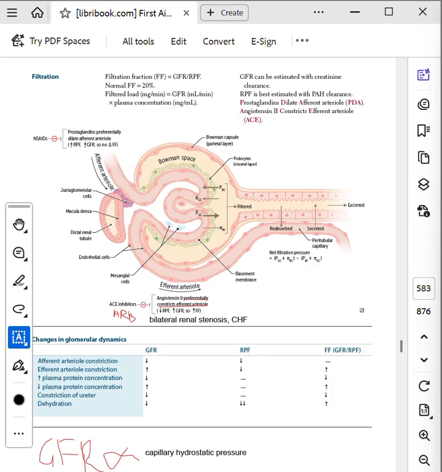So the normal value of the filtration fraction is 20%. This 20% means that only 1/5 of the plasma entering the kidney is filtered. The remaining 80% continues to the efferent arteriole, and then goes to the peritubular capillaries and then to the venous outflow. Now, why does this filtration fraction matter and why is it important?